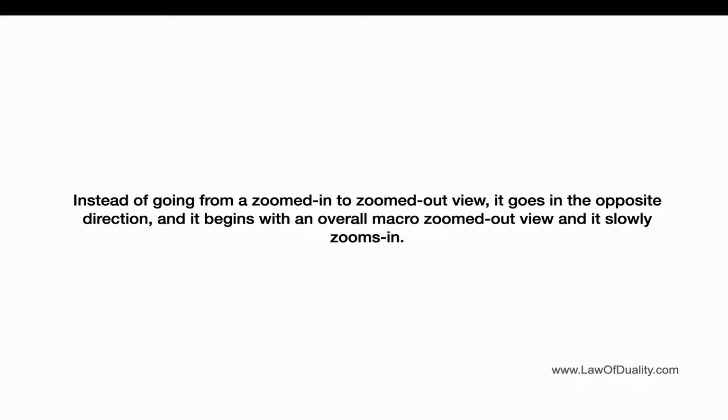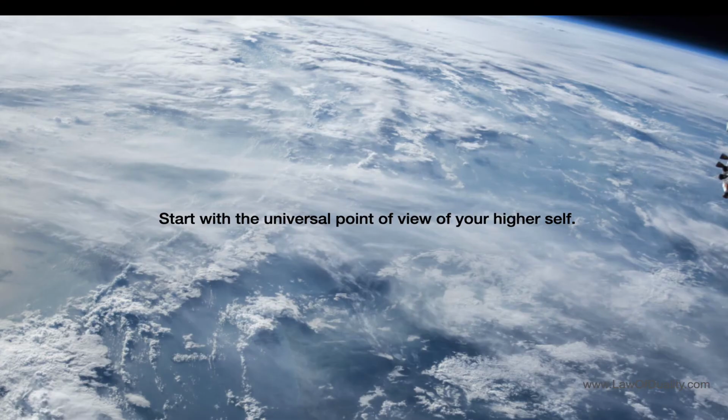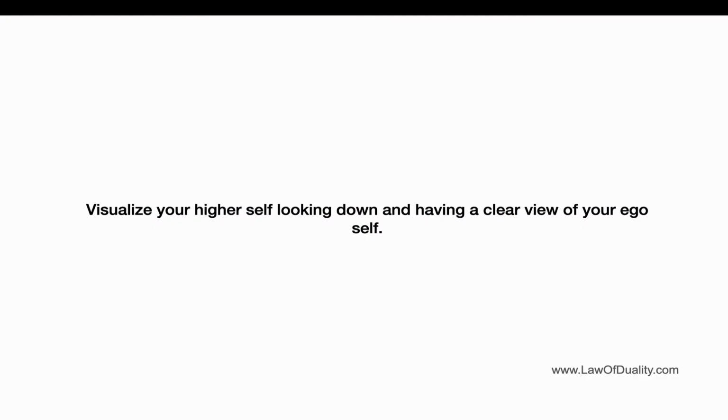This is reverse engineered since we start with a universal point to zoom into the energy blocks we wish to get rid of. And here I'm going to go through the whole simple step-by-step process so that you can try it out for yourself. Start with a universal point of view of your higher self. Visualize your higher self looking down and having a clear view of your ego self.